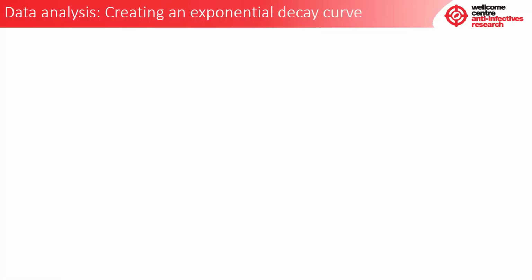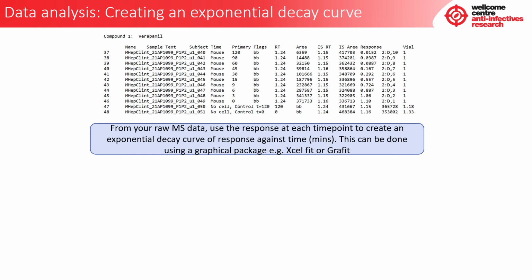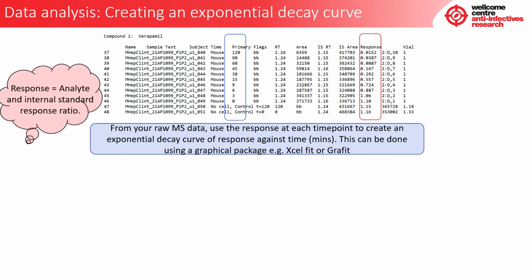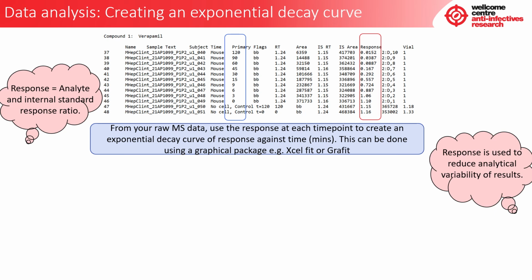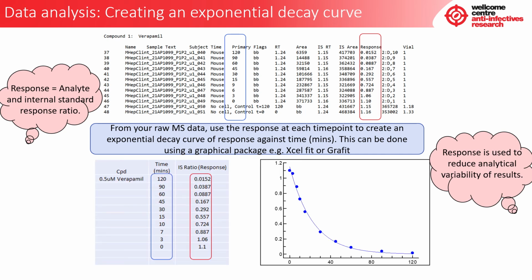Data analysis, creating an exponential decay curve. When your samples have been run, you will receive raw mass spec data. From your raw data, use the response at each time point to create an exponential decay curve of response against time in minutes. This can be done using a graphical package, for example XLFit or GraphIt. Response is the analyte and internal standard response ratio. Response is used to reduce analytical variability of results. Once plotted, your graph should look as follows.